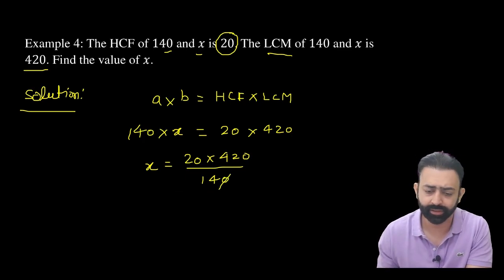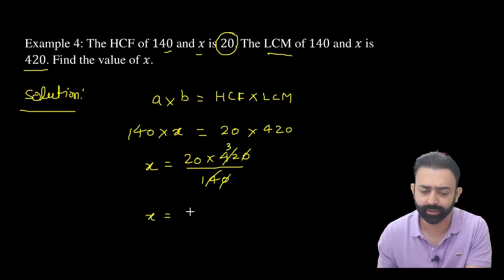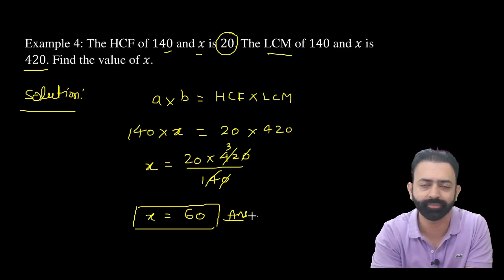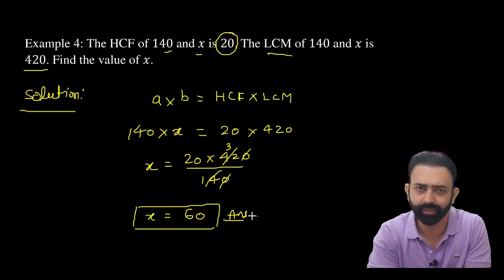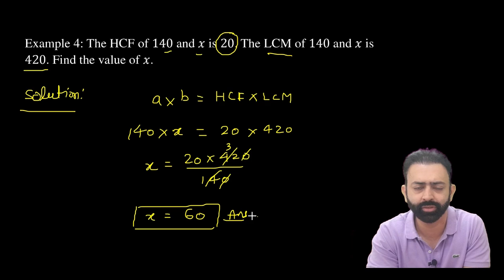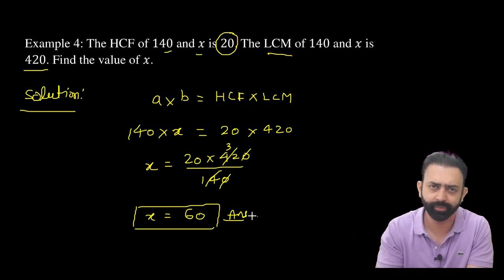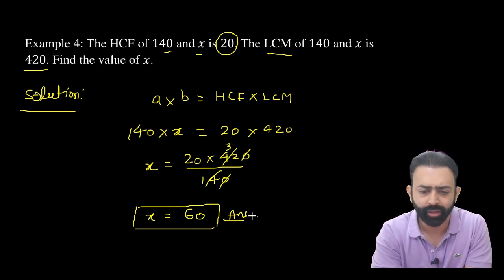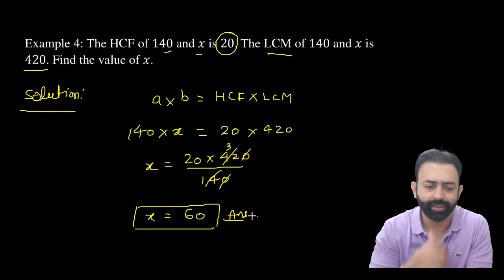Okay, so 0 gets cancelled with this. 42 goes with 14 3 times. So I get the x value as 60, and this is your answer. Okay, nice and easy, very simple, just property based, not concept based. Let us switch to the next example.